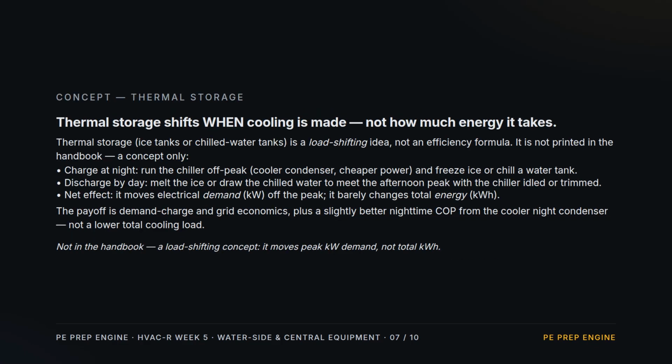The other half of the lesson: thermal storage, ice or chilled water tanks. This is a load-shifting concept, not a formula. It isn't in the handbook. You charge at night, running the chiller off-peak when power is cheaper and the condenser is cooler, and store the cold as ice or chilled water. Then you discharge during the afternoon peak, coasting the chiller. The effect is to move electrical demand, kilowatts, off the peak. It barely changes total energy, the kilowatt hours. The win is demand charges and grid economics, plus a slightly better nighttime COP.